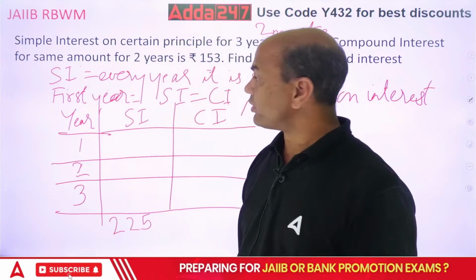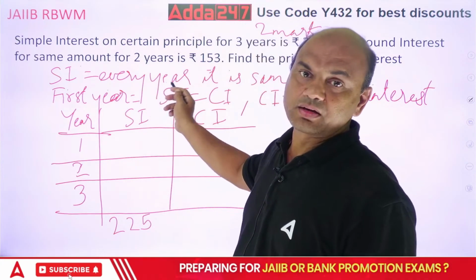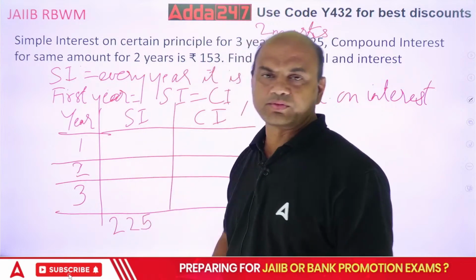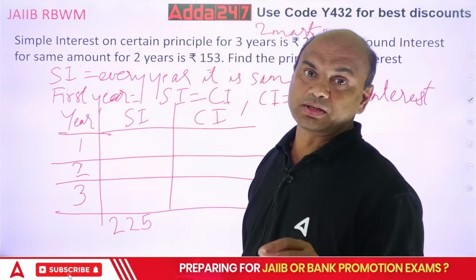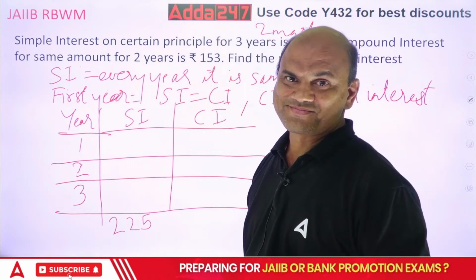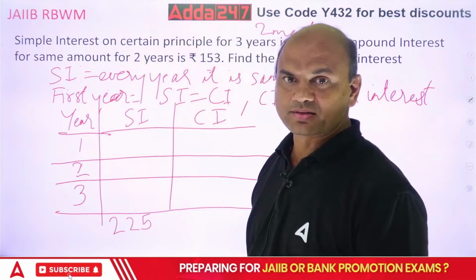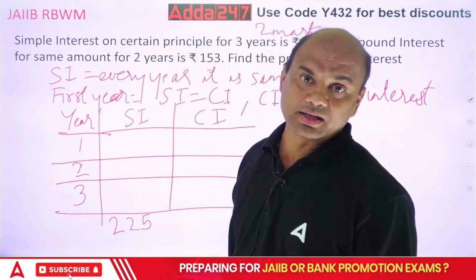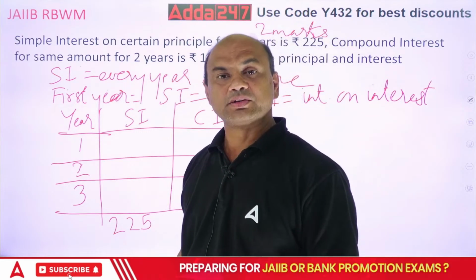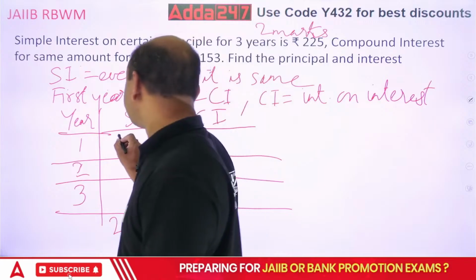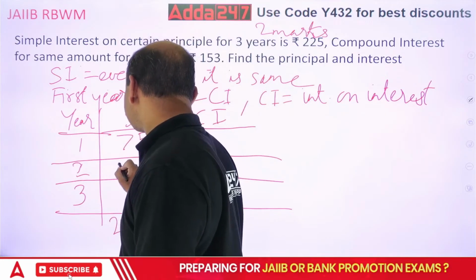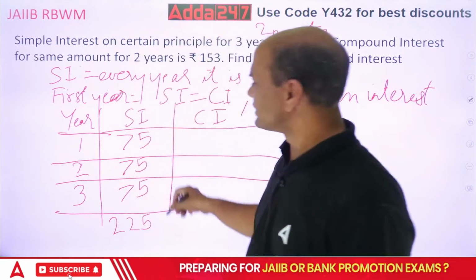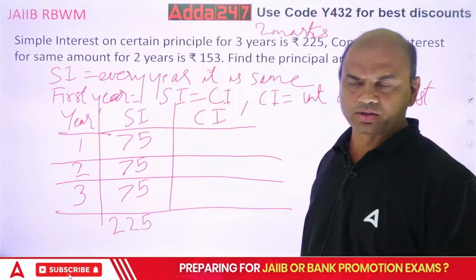Now kindly note, what did I tell you first? Every year it is same. So if every year it is same and total is 225, then what will be the simple interest per year? It will be 225 divided by 3. So that is equal to 75, right? So 75, 75, 75. Okay, 3 years 75. So you got 225 over here.